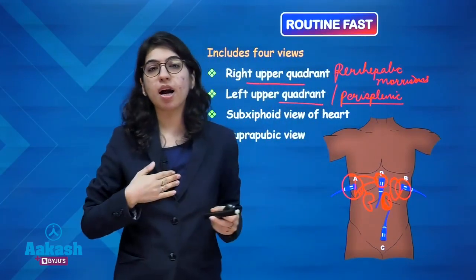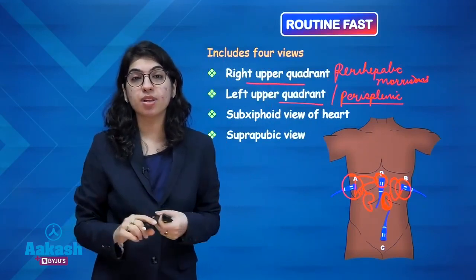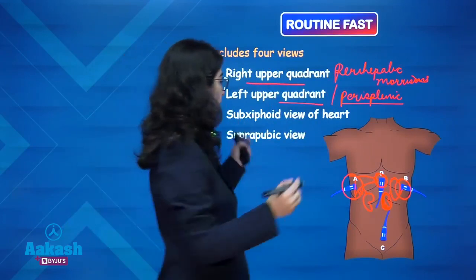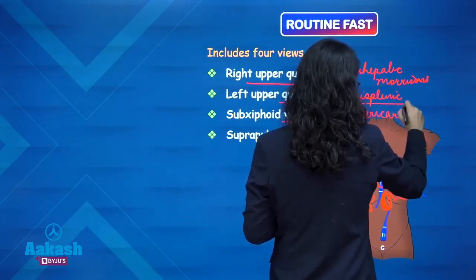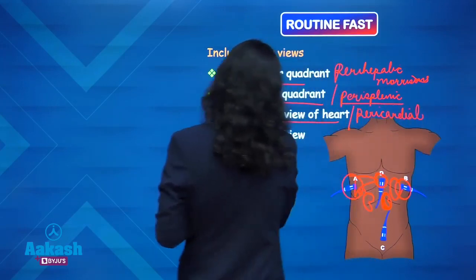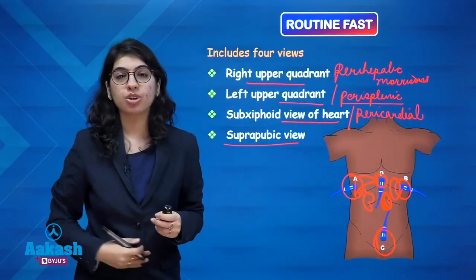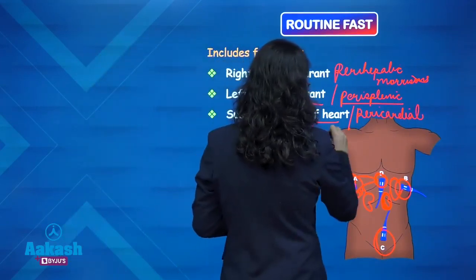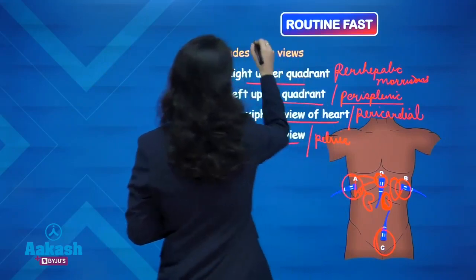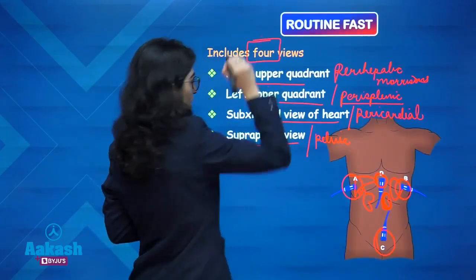This is also called the pericardial view, because you just place here and tilt your probe. You will see if there is any pericardial effusion or not. Subxiphoid view, pericardial view. And then the suprapubic view, the pelvic view. Place it in the pelvic region, see for any bladder injury, see for any fluid in the pelvis. So suprapubic view or the pelvic view. These are the routine 4 views basically that are done in a routine FAST.